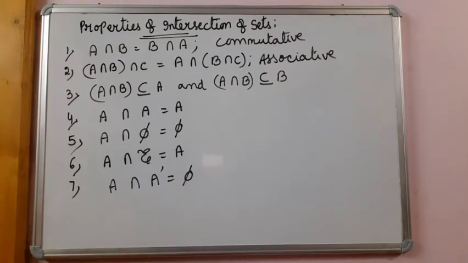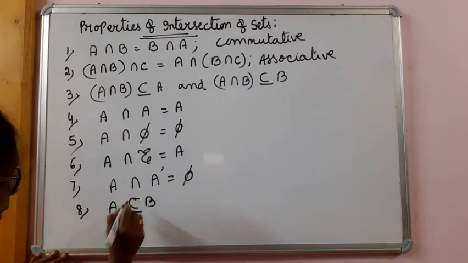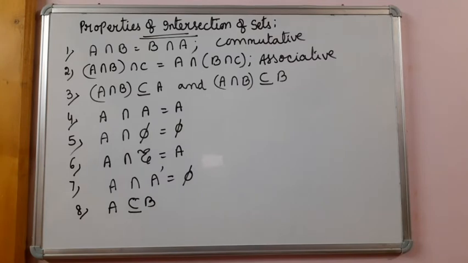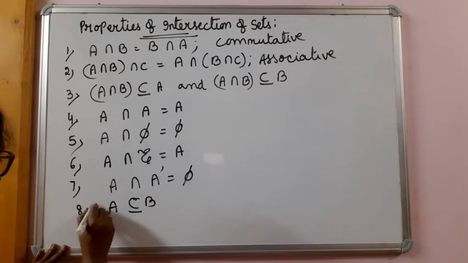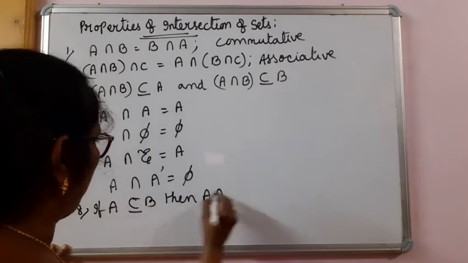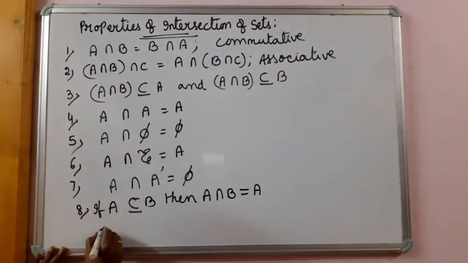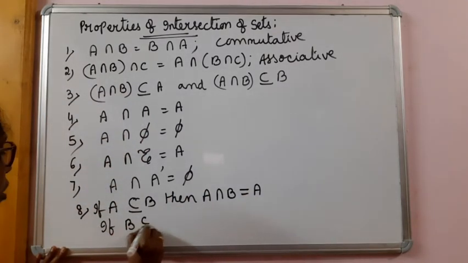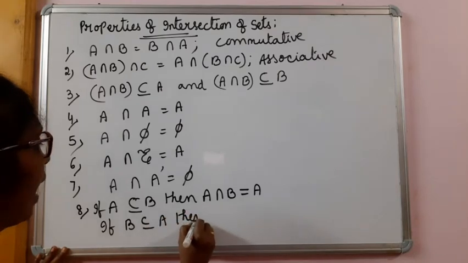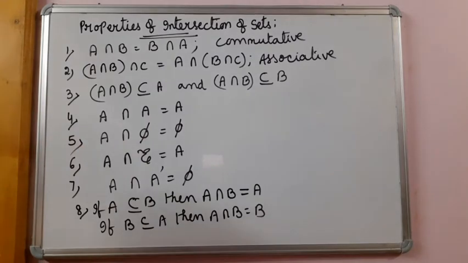Okay? And if A is a subset of B, then A intersection B is equal to A. If A is a subset of B, then A intersection B is equal to A. In the same way, if B is a subset of A, then A intersection B will be equal to B.